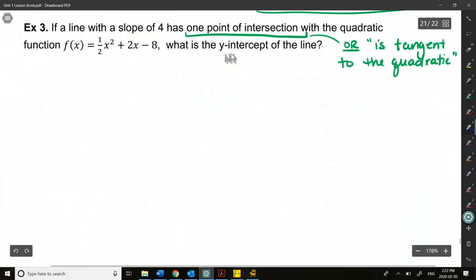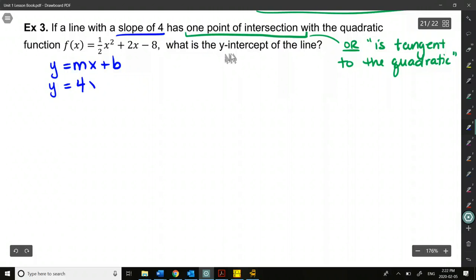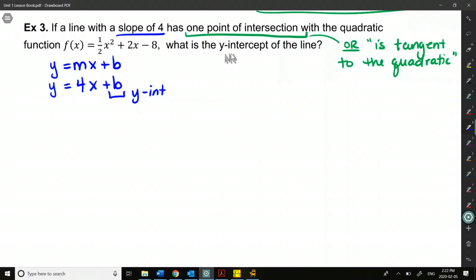Okay, so here's what we know. We know we have a line with some slope of 4. So if we think about a line in terms of y equals mx plus b, we know that m here is 4. And the b value is actually the y-intercept of the line. So that's actually what we're looking for. So right now that's the question mark.